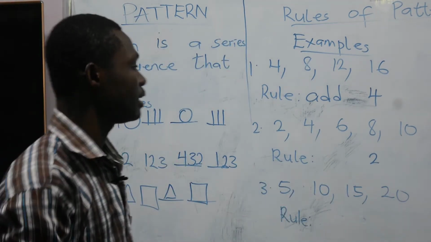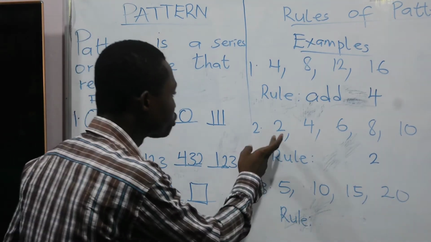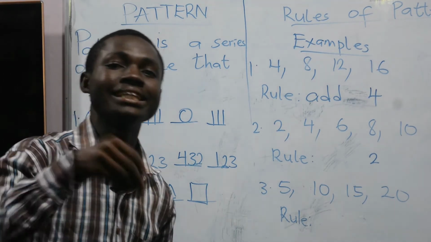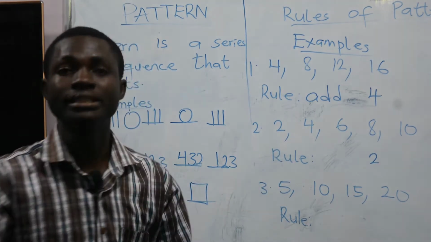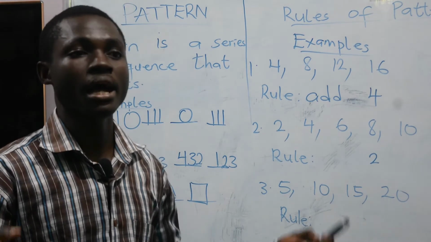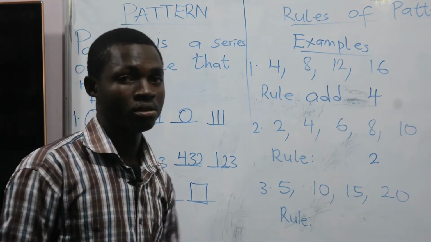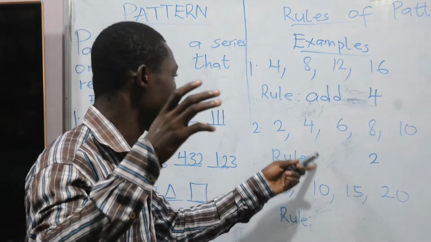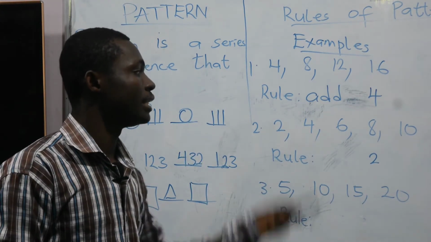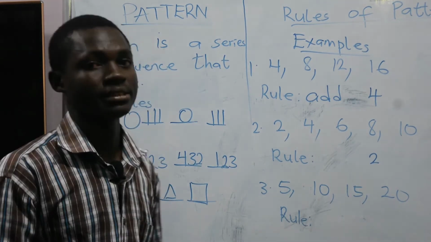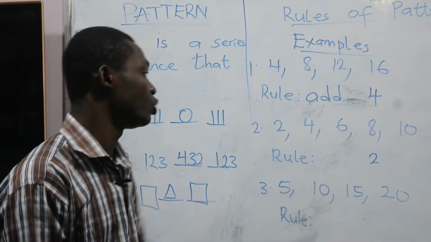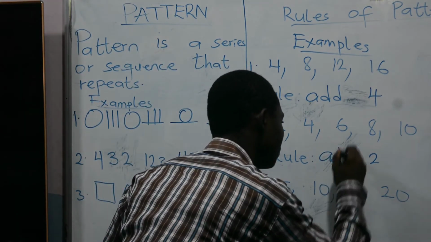Now the next is, here was 2. What did we do to get the 4? It means we added 2. So if I have 2 and I add another 2, I am just going to get 4. If I have 4 and I add 2, I'm going to get 6. If I have 6 and I add 2, I'm going to get 8. And if I have 8 and I add 2, I'm going to get 10. So the rule here is add 2.